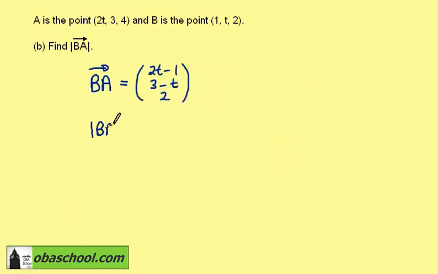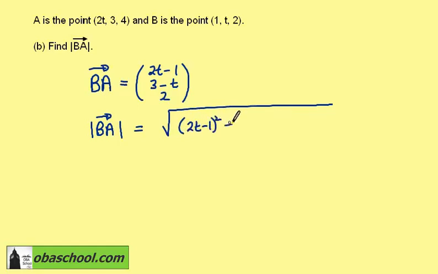We now want to find the modulus of BA. We know that this is the square root of (2t minus 1) squared plus (3 minus t) squared plus 2 squared. We should simplify this, so we need to expand some brackets.